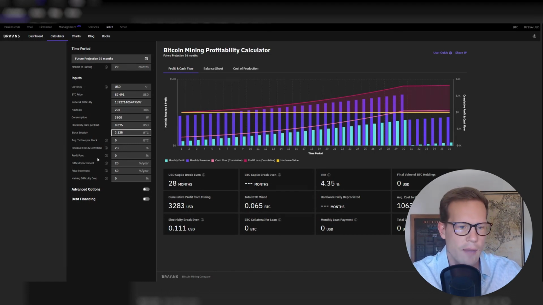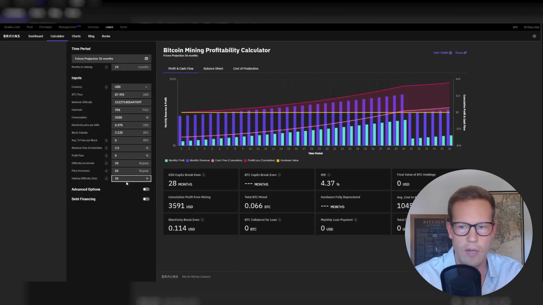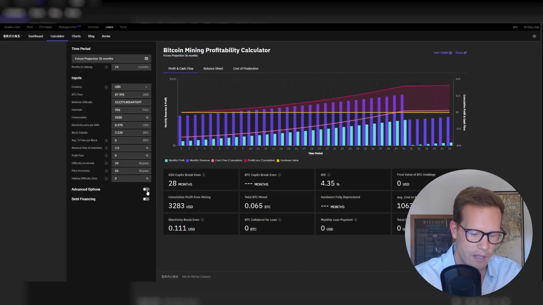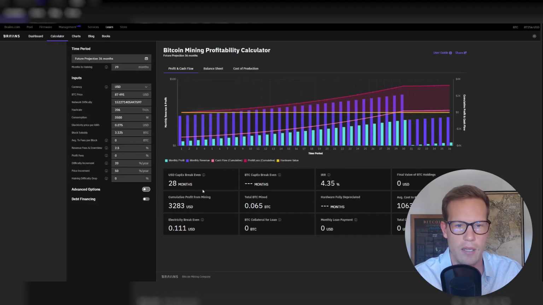I have no profit share, and I'm assuming that the difficulty will go up 20% per year, and the Bitcoin price will go up 50% per year. And I'm assuming, well, I should assume something here. I don't know. Maybe let's put 20% here and see what happens. Or let's actually experiment and see. So let's leave this at 0. And then under financing options, I've put a price of $3,000 for the machine as my capex.